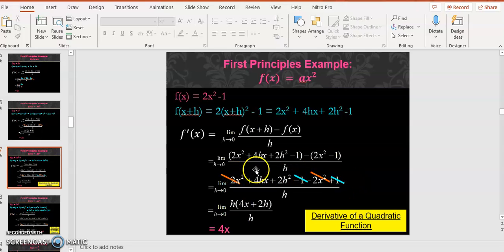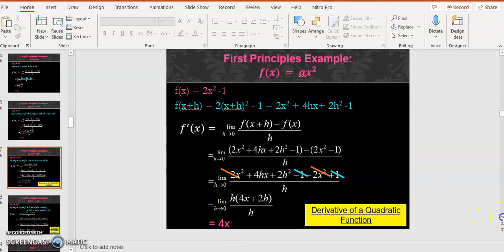So you have your 2x squared minus 2x squared to be 0. Minus 1 plus 1 will be 0. So we are going to have 4xh plus 2h squared. Then if I factorize h out, I'm going to get 4x plus 2h over h. h will cancel. It's going to remain 4x plus 2h. But as h approaches 0, this h will be 0. So it's going to be 2 times 0, which is 0. So it's going to remain 4x. Okay.